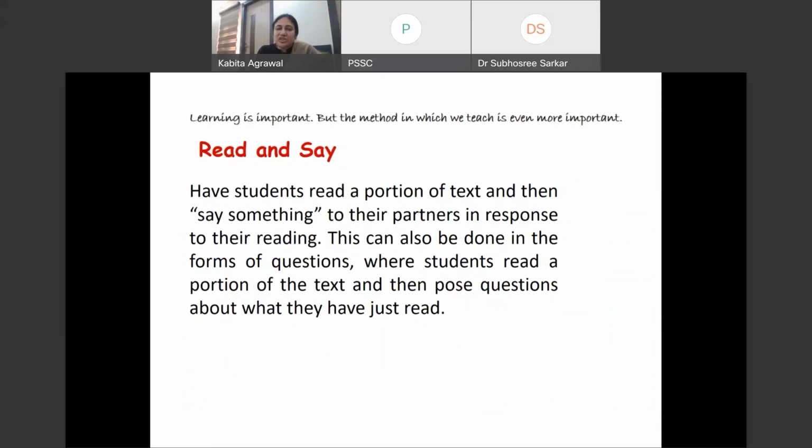Read and say. As children, we always want to understand something, discuss, move forward, talk to our friends. So this gives them a time to express, talk, or share their ideas with their friends. So let them read a portion of the text and discuss the responses with their partners. After they have discussed, you can pose some questions, or they may like to put some questions to the class.